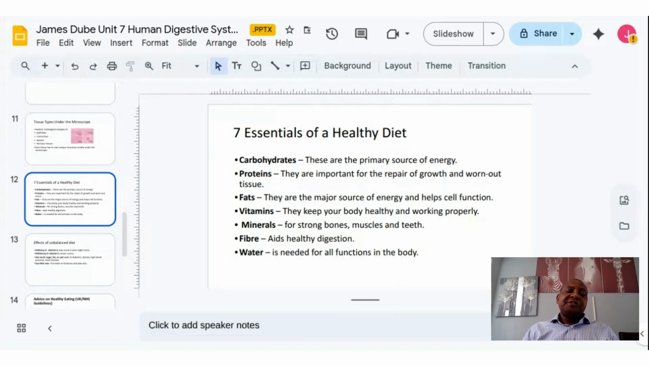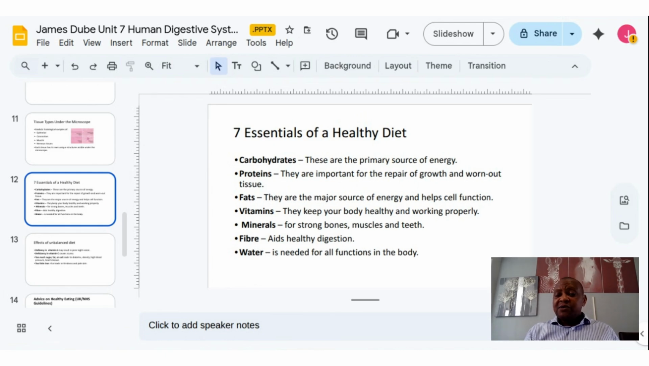And the next one, which is also equally important, is the proteins. The proteins are so important to the body, as they are the ones involved in the repairing of growth and worn out tissue. And also fats. Sometimes we might think they are not good for the body, but the body also needs the fats. It's important to note they are a major source of energy, and it helps cells to function.